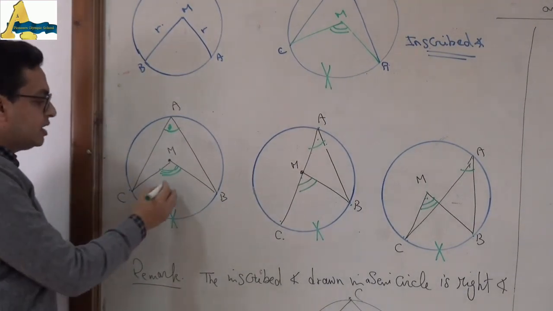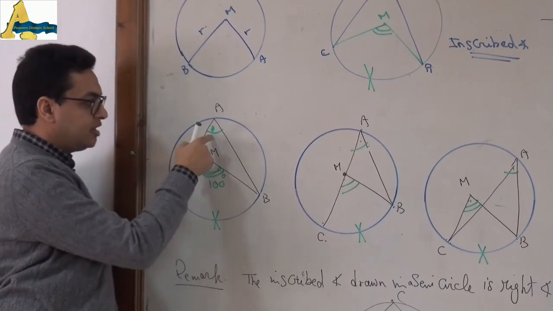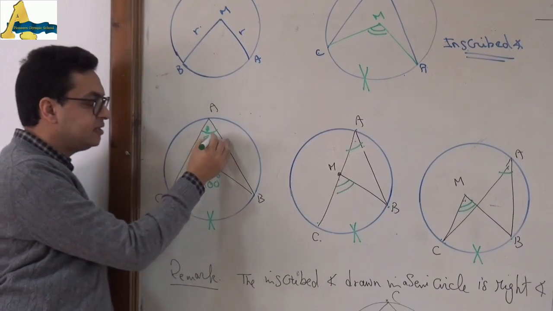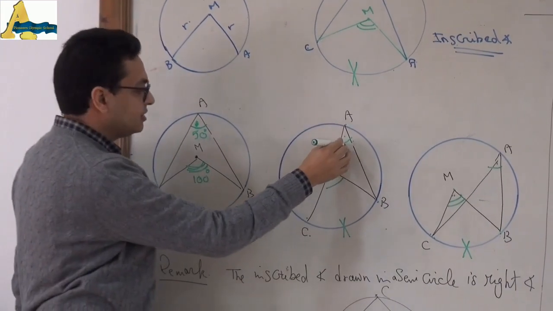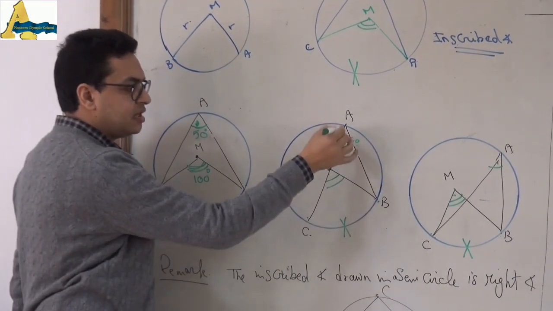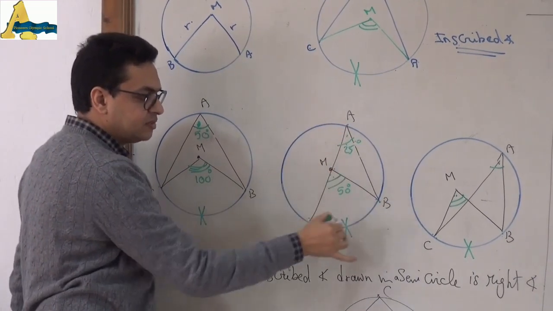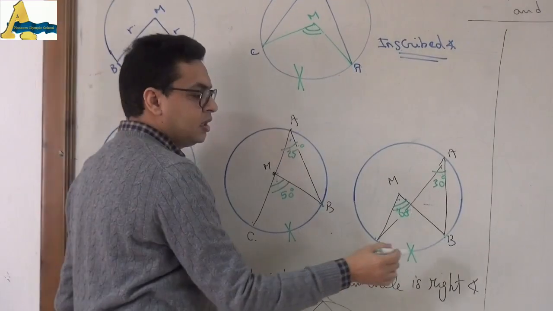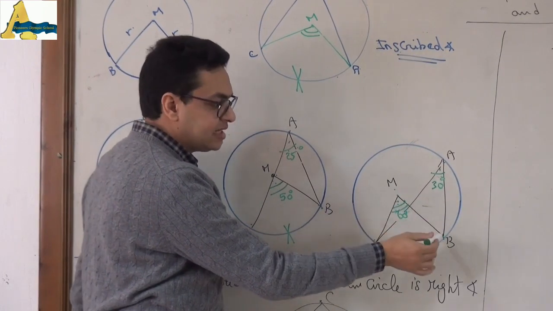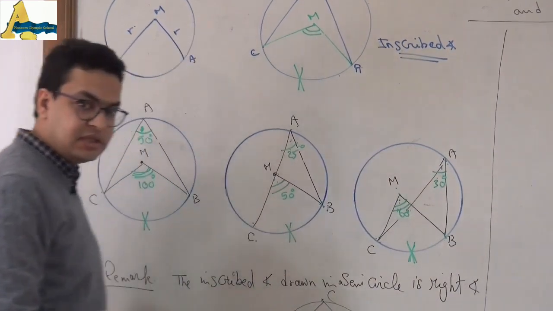For example, if this angle equals 100 degrees, this is the central angle, and this is the inscribed angle subtended by the same arc, so its measure is 50 degrees. If the central angle BMC equals 50 degrees, the inscribed angle is 25 degrees. If the measure of central angle BMC equals 60 degrees, the inscribed angle BAC subtended by the same arc equals 30 degrees.